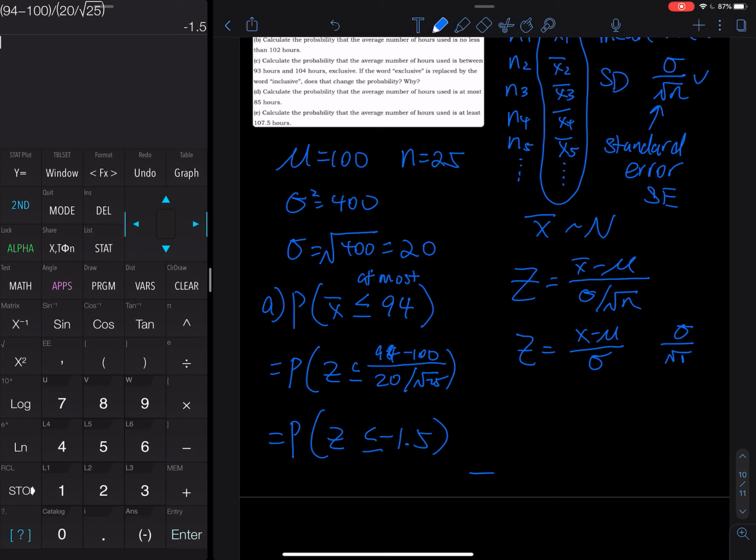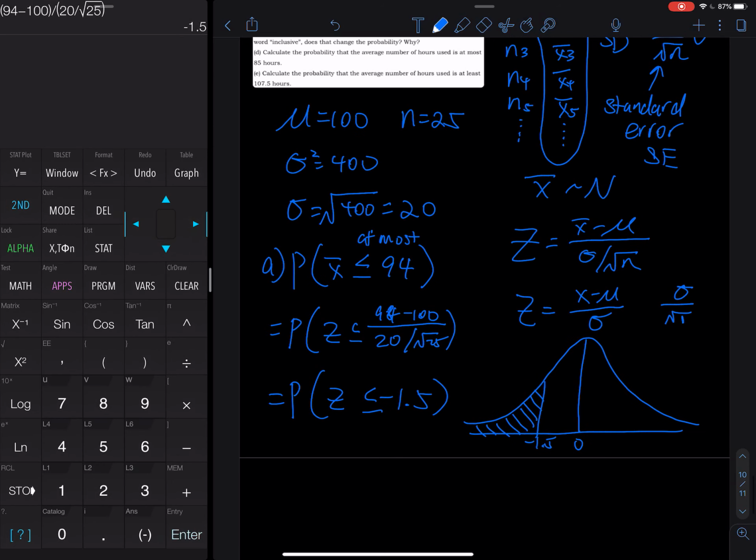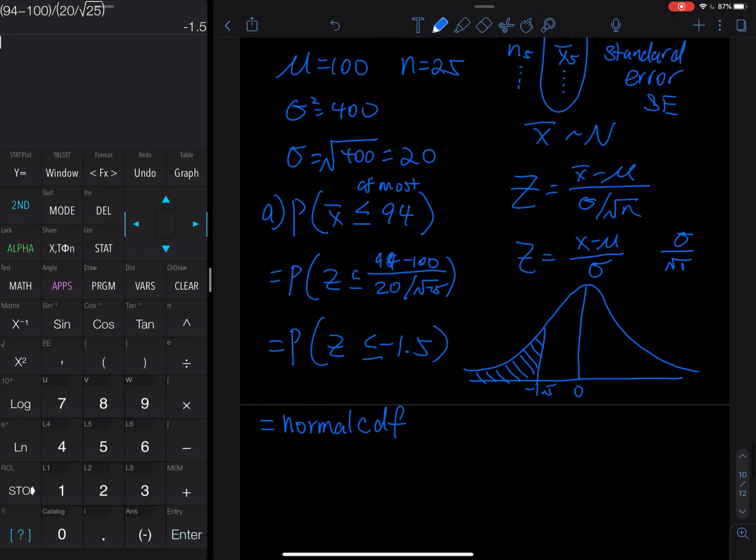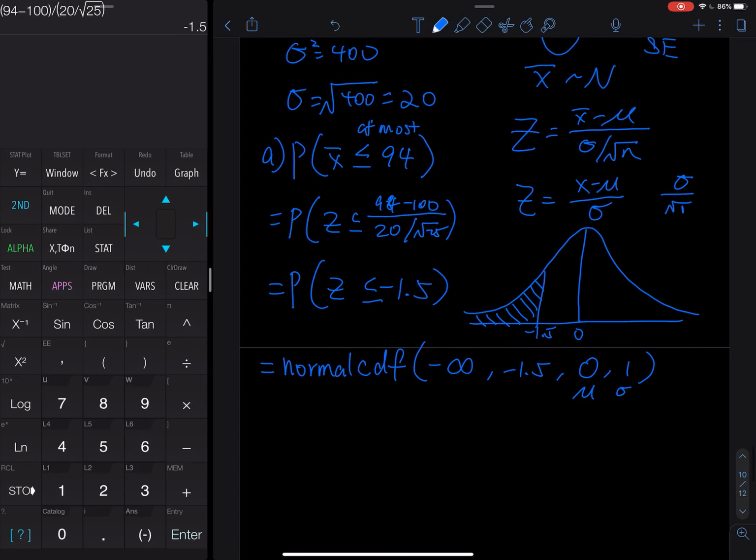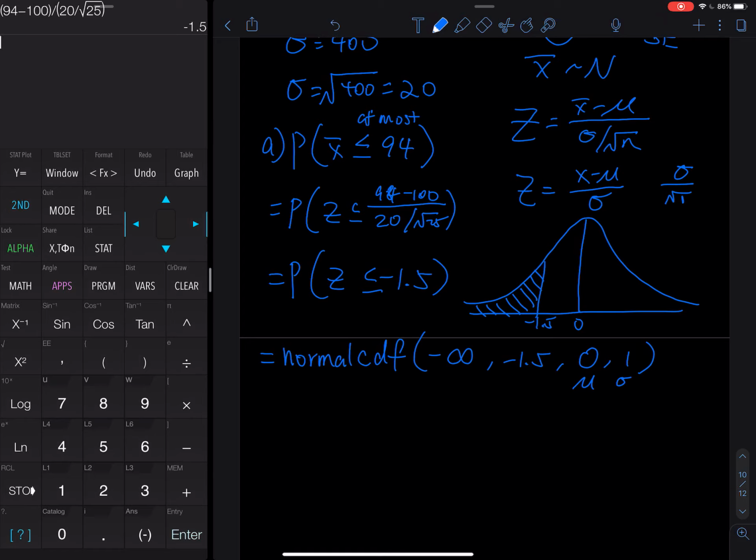If you take a look at a picture, we have a standard normal curve, mean equals 0, and negative 1.5. Less than or equal to is the left hand side. And then the calculator command is normal CDF, cumulative density function, meaning that you are looking for the area under a normal curve. From negative infinity, which is the left cut, and then the right cut is negative 1.5, mean equals 0, standard deviation, standard error, equals 1 because we are doing standard normal z. Z means mu equals 0, standard deviation equals 1, standard normal distribution.